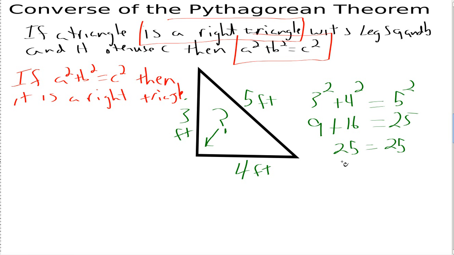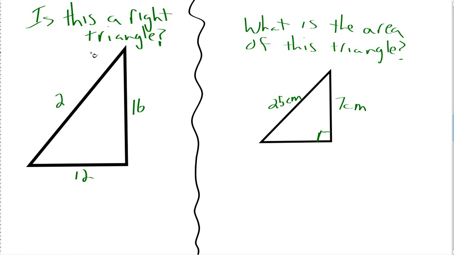And so is this a right triangle? Why, yes, it is. So this is definitely a right triangle. I know that because 25 equals 25. If it turned out to be some other combination of numbers, like 10 equals 15, well, we know that's not true, so that would mean that it's not a right triangle. So let's take a look at a couple examples. If you look over here, the question is, is this a right triangle right here?